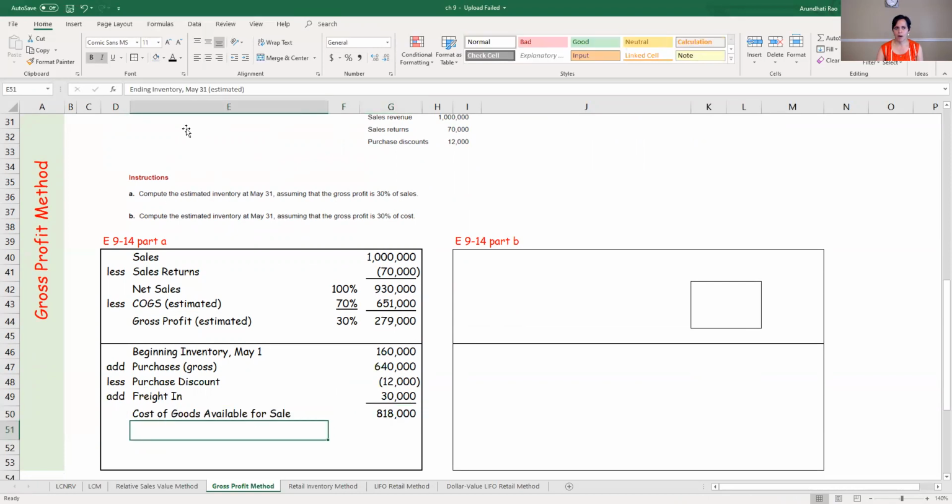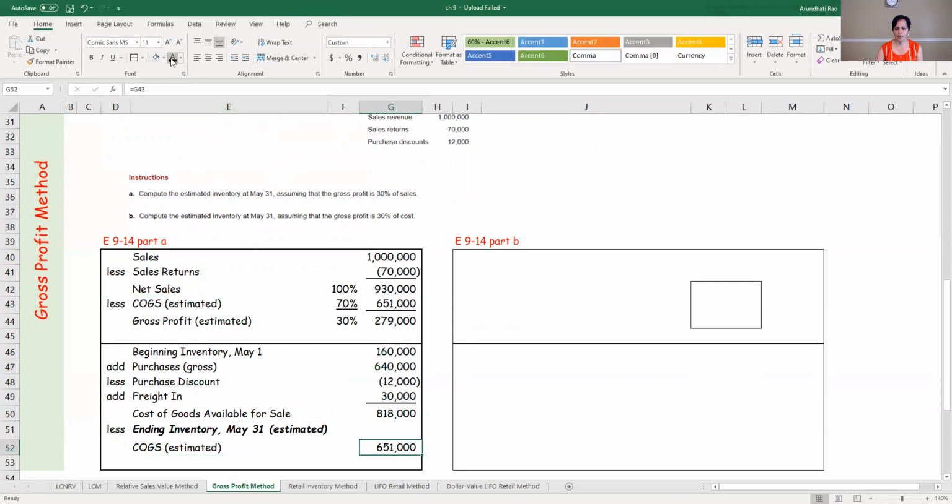Now, my ending inventory, when I subtract it, I will get my cost of goods sold. Now remember, I know the cost of goods sold estimated number over here. I estimated it to be 651. I bring that number down over here, 651. And then I can plug this number in and say my ending inventory is estimated at $167,000.